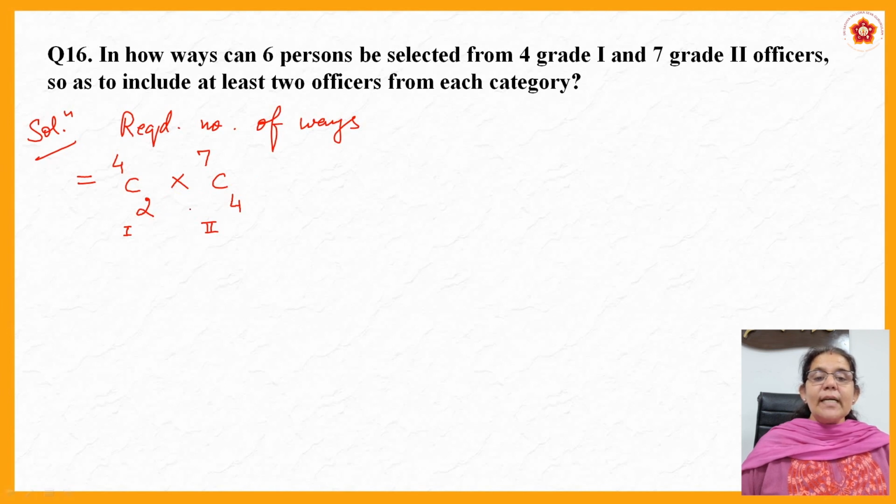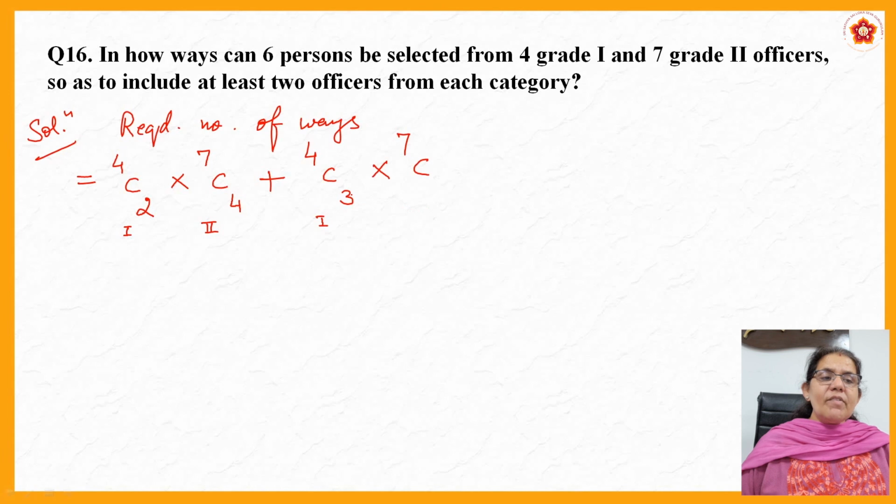So we have made sure that at least 2 officers from each category are there. In this particular case, 2 officers from grade 1 are there and 4 officers from grade 2 are there. Now let's increase this. From grade 1 officers, let's choose 3. We had to choose a minimum of 2 from each category, so we can choose 3 also.